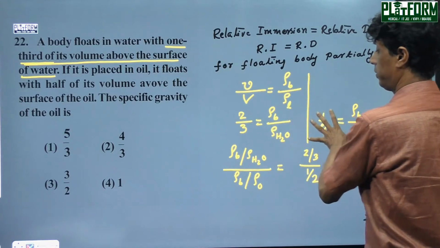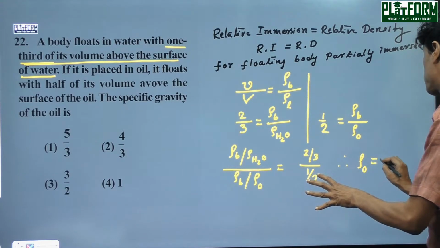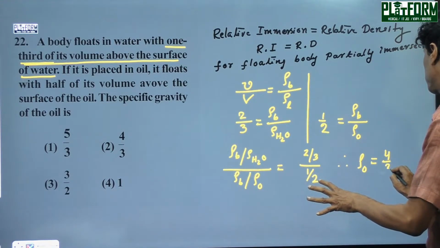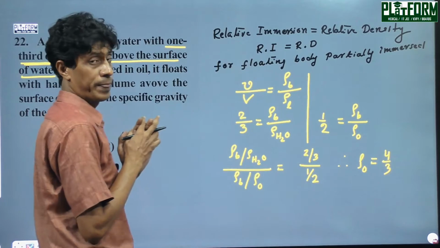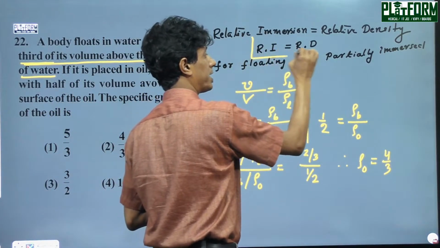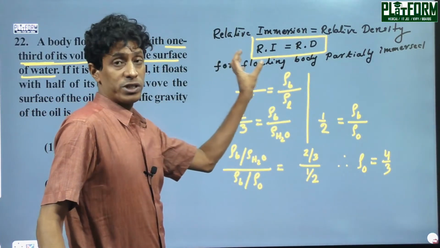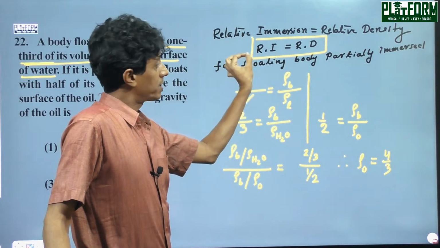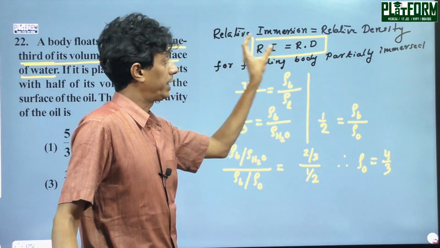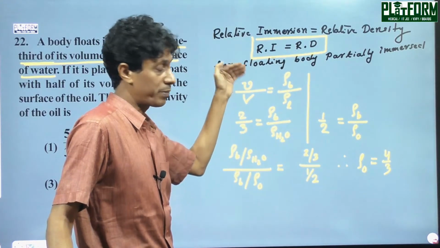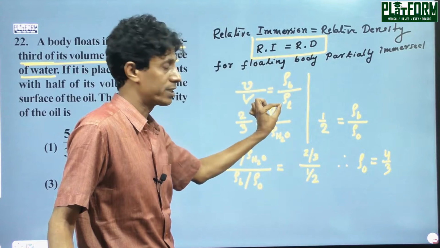Dividing these two equations, we can say the density of the oil is 4/3. This is a very simple question, but you have to apply this formula, especially Ri equal to Rd. Relative immersion is equal to relative density. Relative immersion means the volume of the body immersed divided by the total volume, and relative density is the density of the body with respect to the density of the liquid.